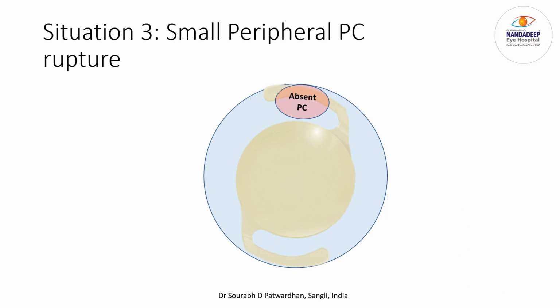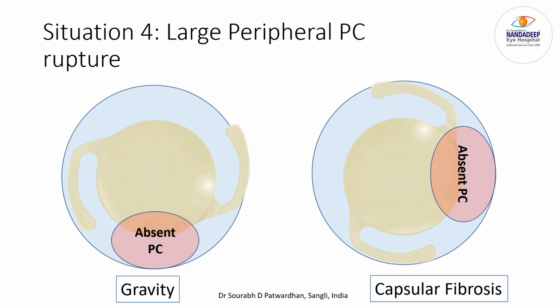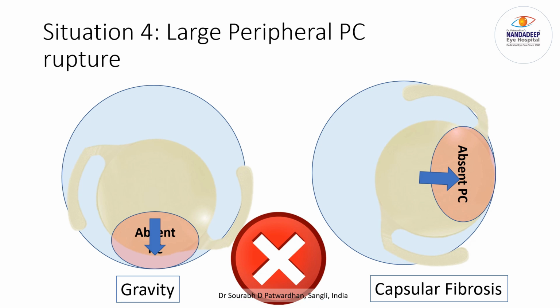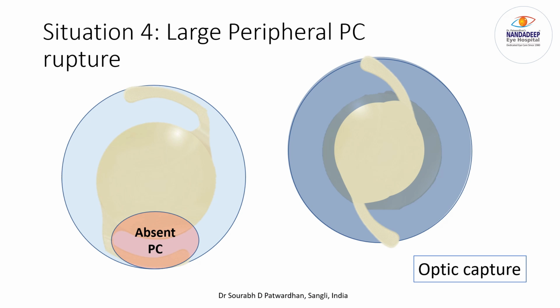And we can have adequate support for the IOL. In case of a small peripheral posterior capsular rupture, which is less than say 4 millimeters, we can easily place the IOL away from this area and achieve good support. Now, in case of a large peripheral rent, many times on the table we use OVD and try to place the IOL in the bag, but it may later shift to one side because of either gravity or capsular fibrosis. So we don't want that decentration.